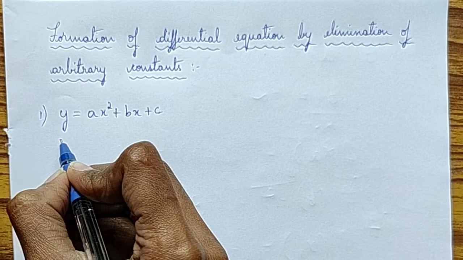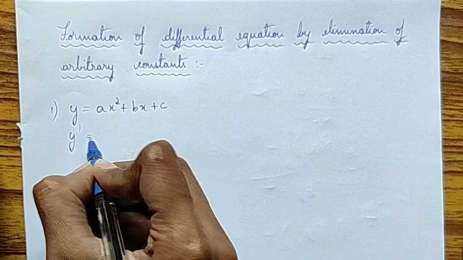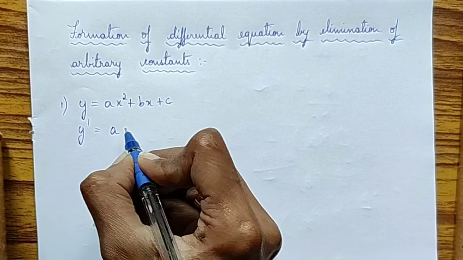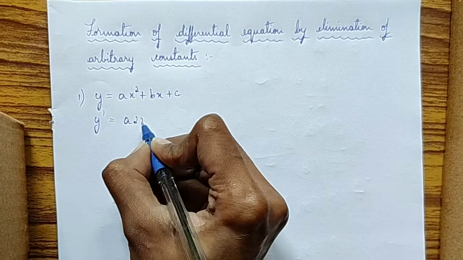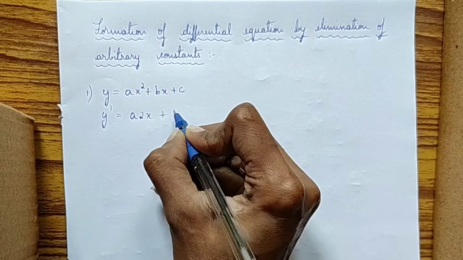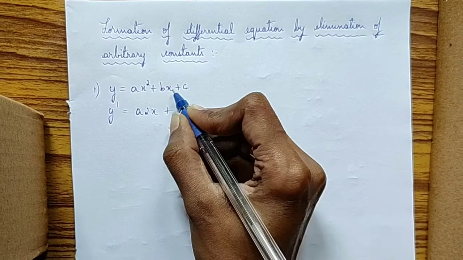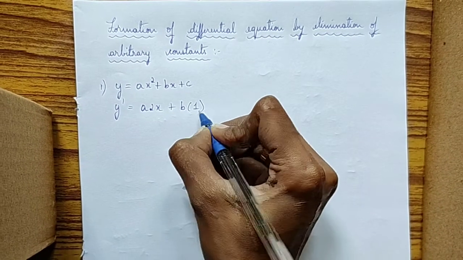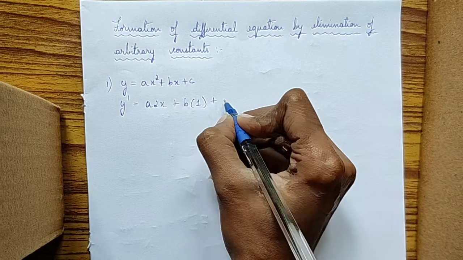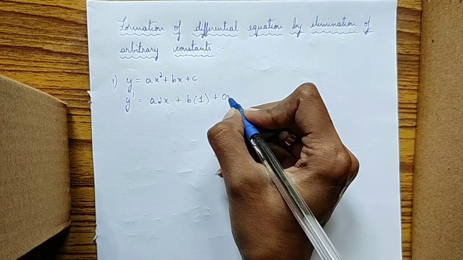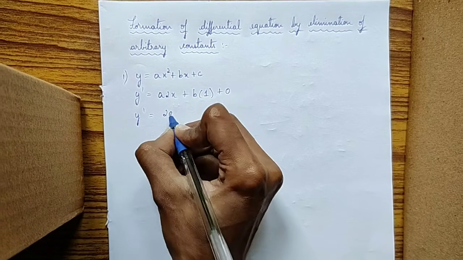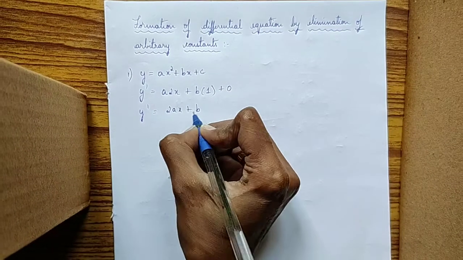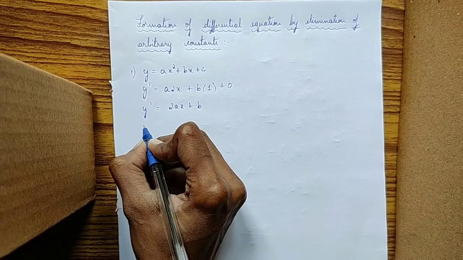The first derivative y' is: a is a constant, we keep it aside. Differentiating x², what do we get? 2x. b is a constant, we keep it aside. Differentiating x, we get 1. And what is the differentiation of the constant? It is 0. So we have the first derivative as 2ax + b.